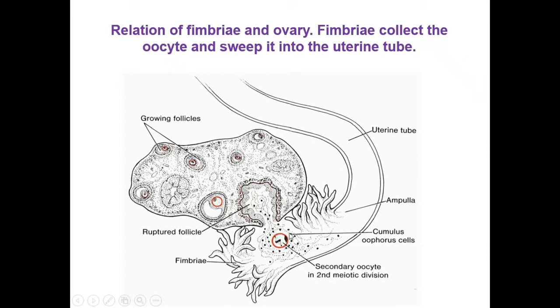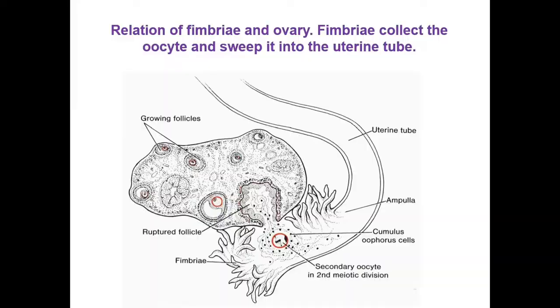These corona radiata cells before ovulation are called the cumulus oophorus, and the remaining material which remains in the cortex of the ovary is called the corpus luteum. This is the fallopian tube, as you know the parts of the fallopian tube, and this is the ampulla. This is the widest part of the fallopian tube where fertilization occurs.